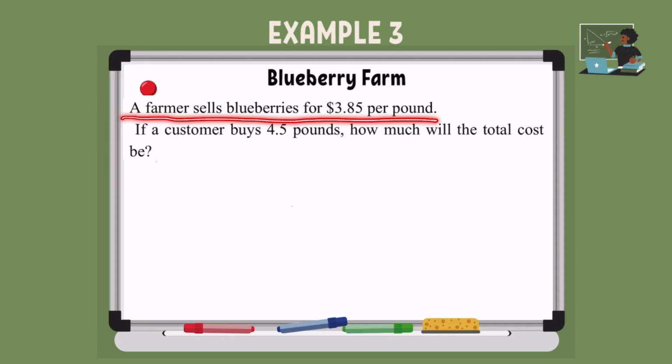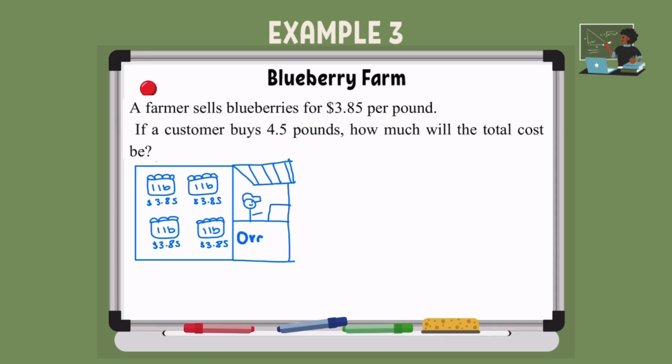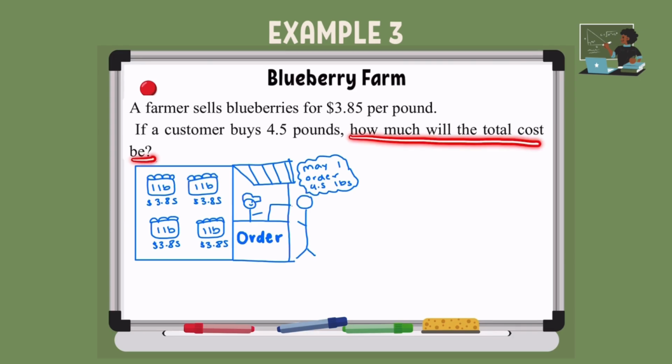So let's draw a picture of a farmer selling blueberries for $3.85 per pound. And here we have it. Now let's visualize a customer buying 4.5 pounds. And usually you'll say, may I order 4.5 pounds of blueberries? Now let's answer the question, how much will the total cost be?